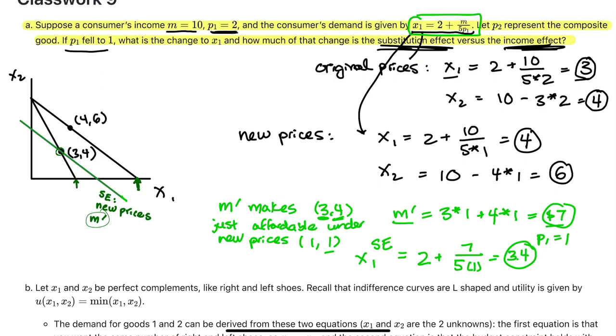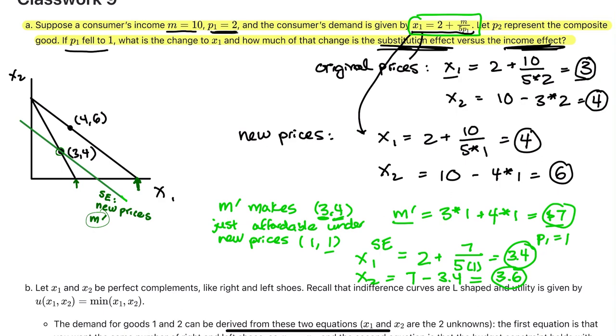And let's see what X2 is. It's our income, 7, minus the expenditure on good 1, which is we bought 3.4 of them at a price of 1. So it's just 7 minus 3.4, which is 3.6.